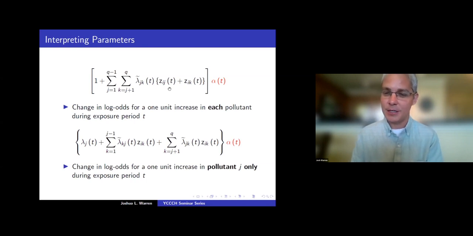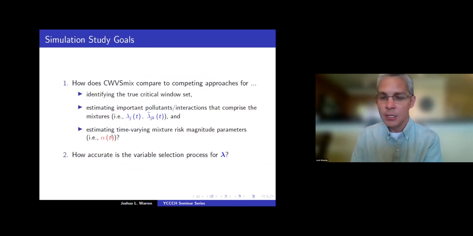So if you're already at a high level, the values themselves of exposure have to come into play. But nonetheless, you can still get nice quantities to estimate in the end. And if you're only interested in what happens if pollutant A increased during exposure period T, you can write down actually what that looks like as well. So you can estimate both of these things relatively easily from the output of our model.